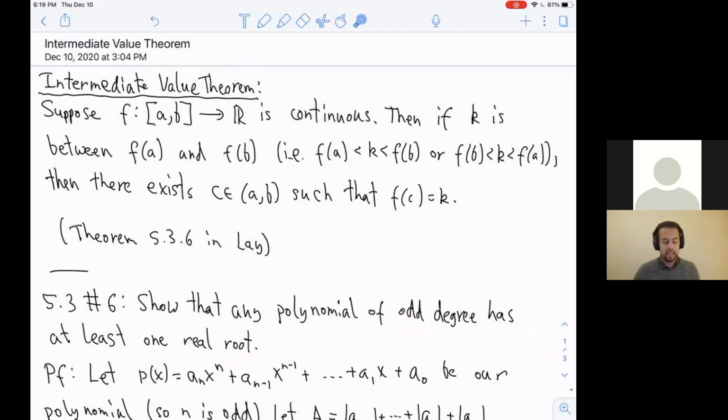You can think of an odd degree polynomial as one that maybe starts out very negative and goes up very positive, and so it's got to cross 0. Or if it's got a negative top coefficient, it goes the other way. So we're going to look at this formally in a second.